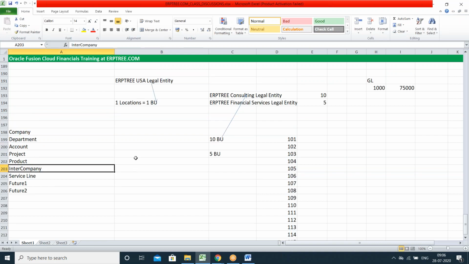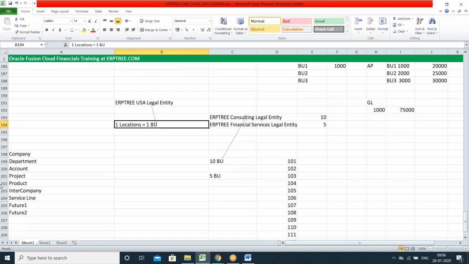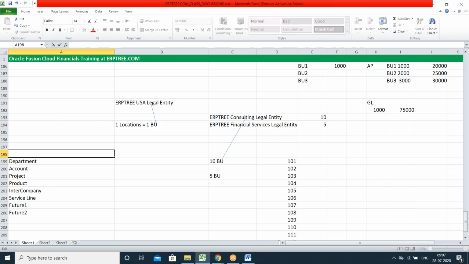Now I'll take one example. So only one legal entity we have, one registration, we have only one business. You can see many businesses like this. So in that case, your company is equal to what? Business unit. Now you can take the business unit and create it as a company value, or else instead of that, you can take the segment name as business unit also.